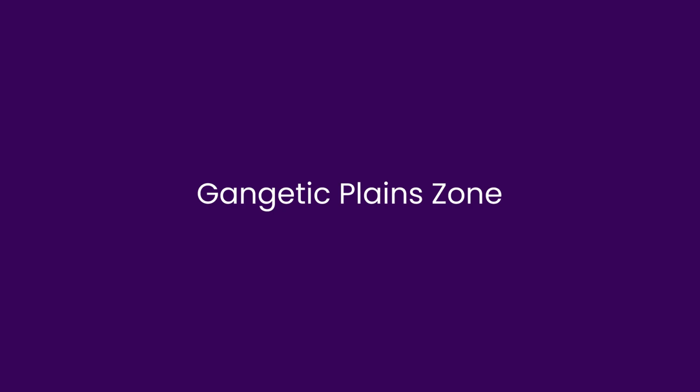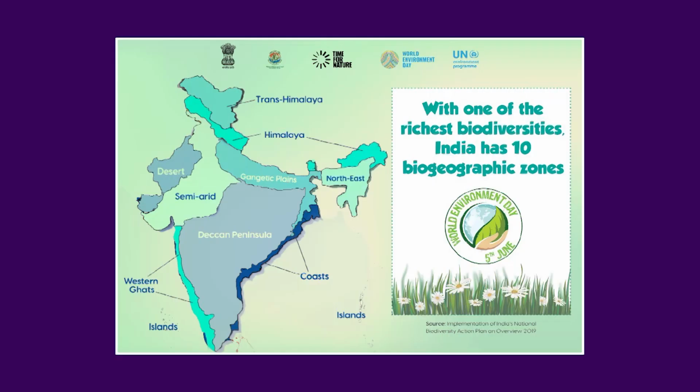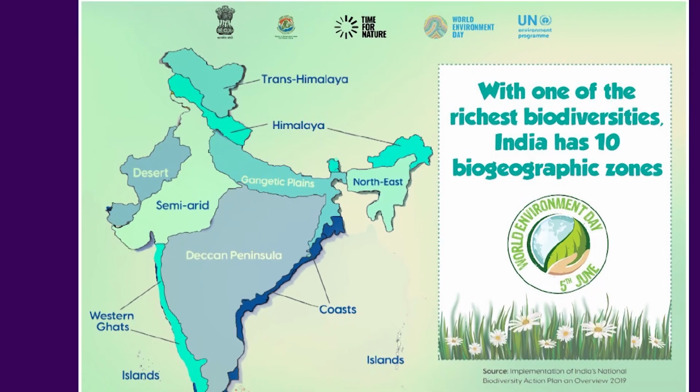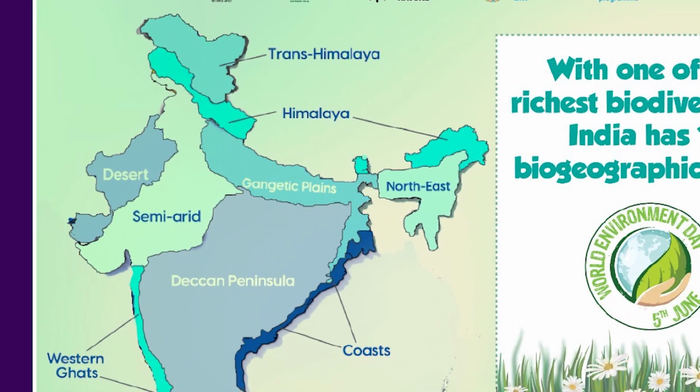Now, let's explore the Gangetic Plains zone. This area includes the fertile plains of northern India, characterized by extensive river systems and agricultural lands. It supports a high human population and is crucial for food production.